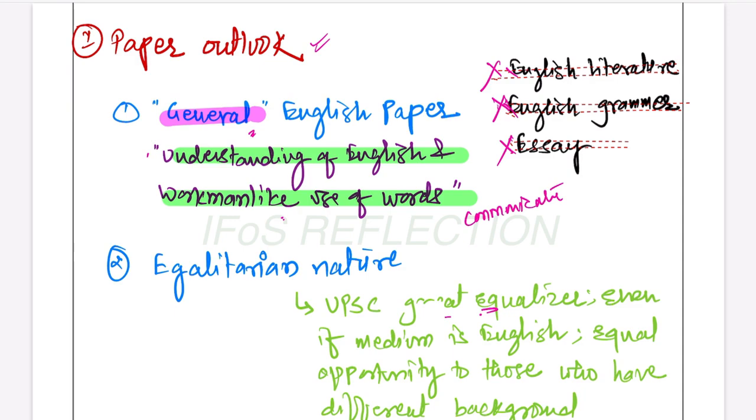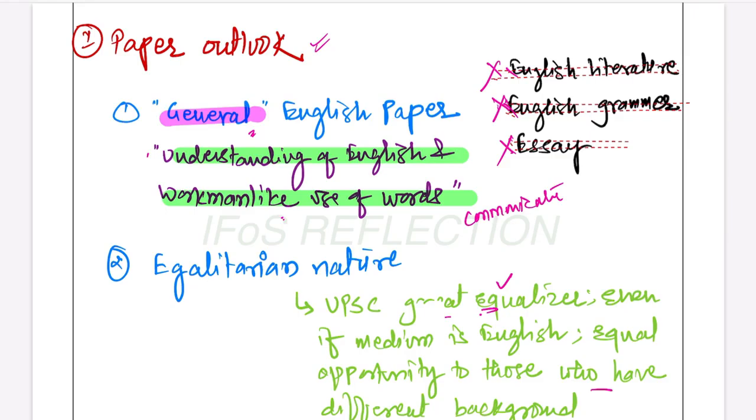Secondly, UPSC is a great equalizer, as you must have known. It actually gives equal opportunity to those who have different backgrounds. So even if someone comes from a Hindi medium background and has cleared the UPSC prelims for forest services and is writing Indian Forest Service mains, for him or her also this paper is very egalitarian. He or she should not be at a disadvantage for not having a background in English, and with a good approach and good strategy, he or she can also score very excellent marks.